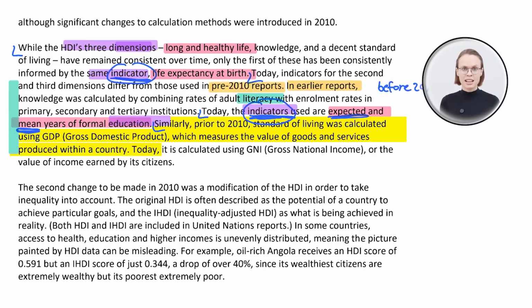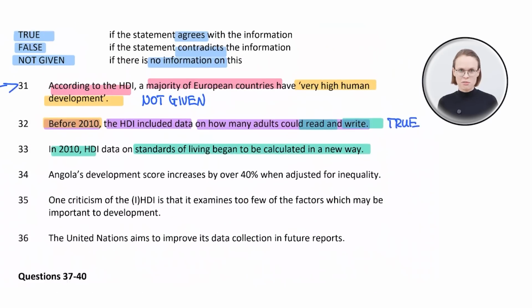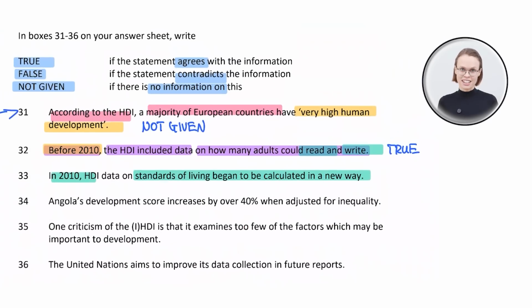Today, so there seems to be a difference between prior to 2010 and today. It is calculated using GNI, gross national income, or the value of income earned by its citizens. So before 2010, prior to 2010, it was calculated using GDP, and today it's calculated using GNI. So there is obviously a difference. And what does the sentence say? In 2010, HDI data on standards of living began to be calculated in a new way. This is correct. This agrees with the information given in the passage.